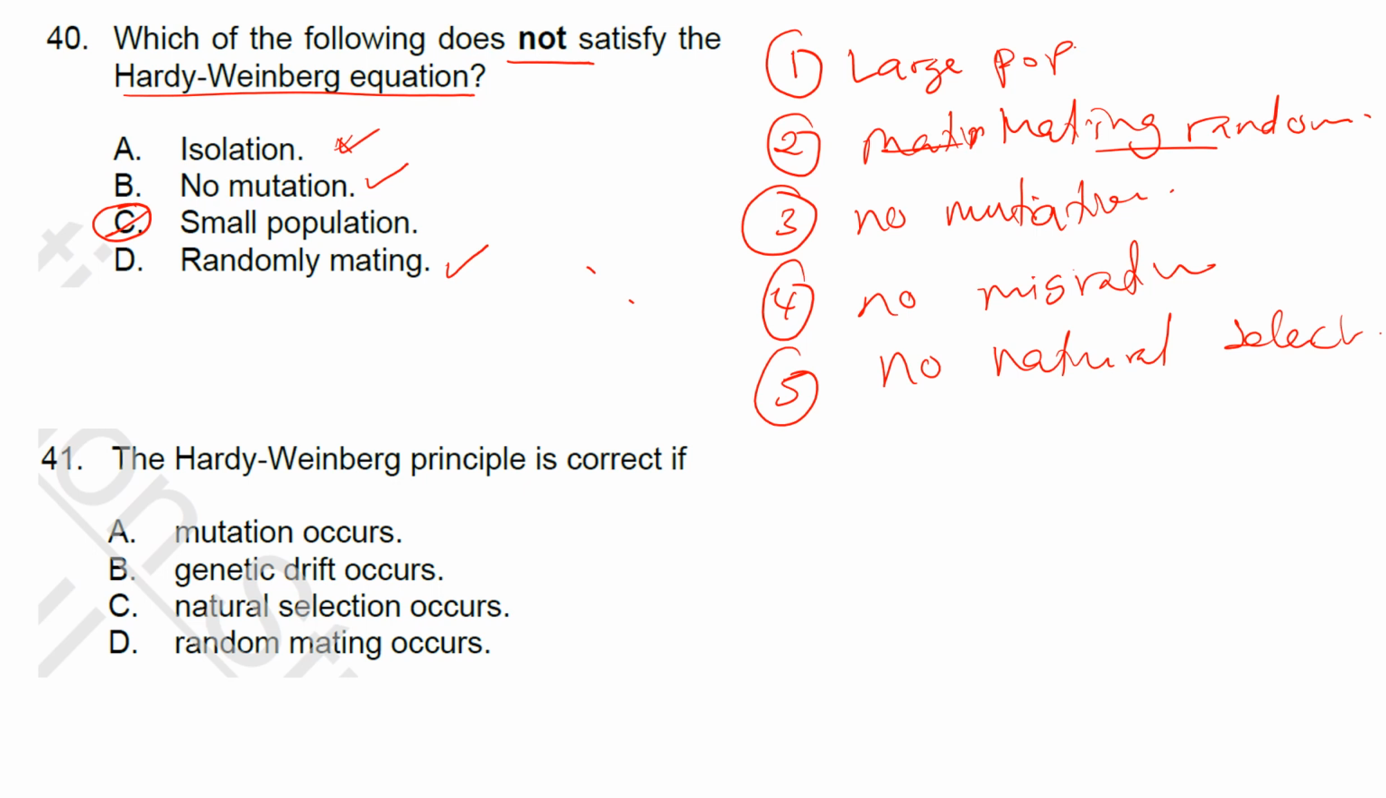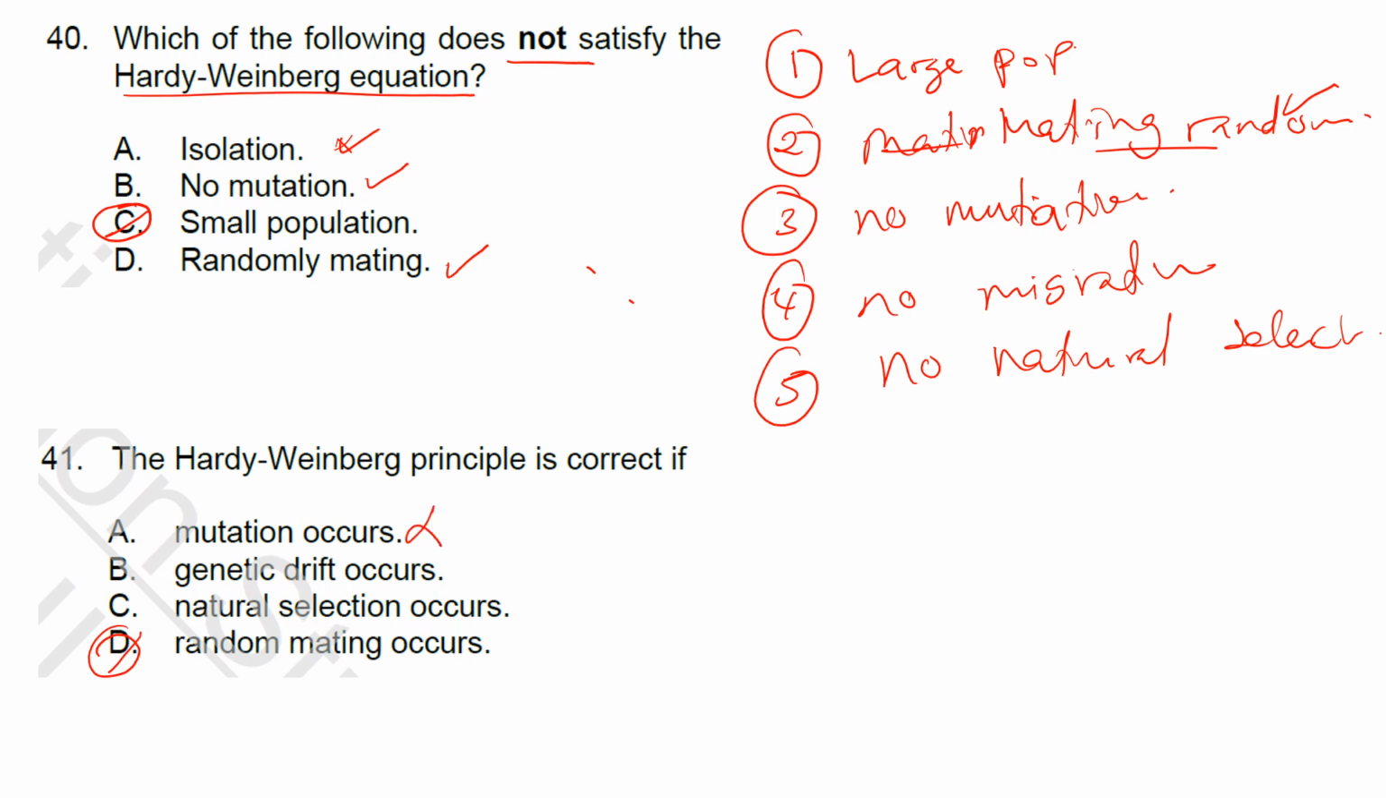Okay, that it does not satisfy the Hardy-Weinberg equilibrium. Number 41, the Hardy-Weinberg principle is correct if, okay, the answer would be random mating occurs. Okay, random mating. So mutation occurs, salah, should be no mutation.